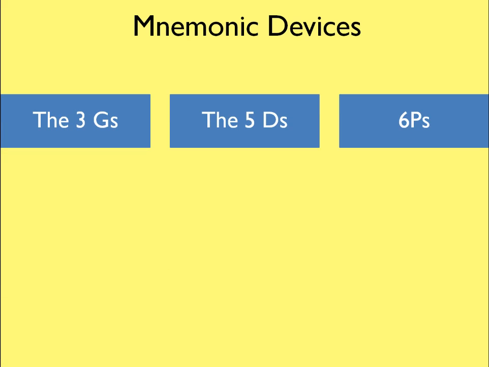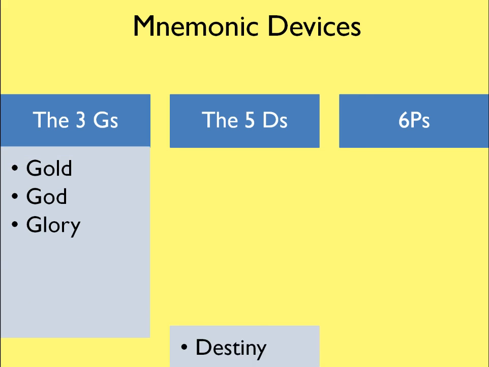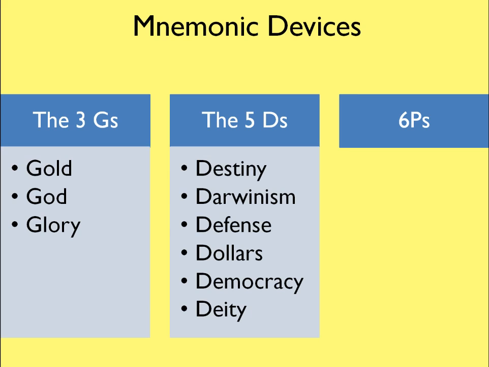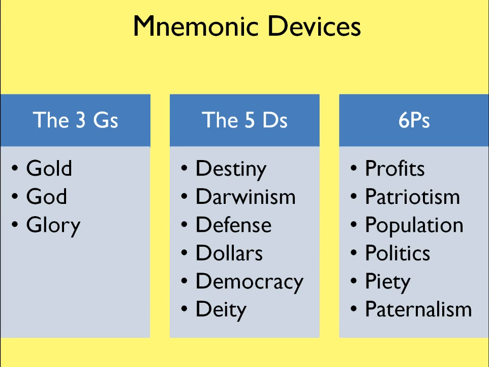Another way to remember it is some of these mnemonic devices: the 3Gs, the 5Ds, or the 6Ps, whichever one you want to take. You've seen the 3Gs before, probably with the Spanish exploration of gold, God, and glory. The 5Ds and the 6Ps really just expand on these: destiny, Darwinism, defense, dollars, democracy, and deity. Or the 6Ps: profits, patriotism, population, politics, piety, and paternalism. There, the democracy and the paternalism are sort of the idea that America needs to take these places so that we can take care of these people.